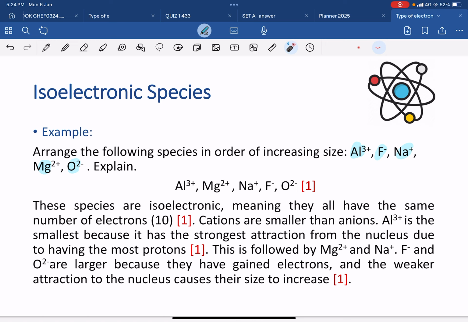Aluminium 3 plus is the smallest because it has the strongest attraction from the nucleus due to having the most proton. So kita dah start nak cerita trend. Okay, ada cation kecil and anion besar. Okay, so this followed by magnesium 2 plus and sodium plus. Fluoride and oxide are larger because they have gained electron, and the weaker attraction towards the nucleus causes the size to increase. Another marks. So 1 and 2 basically are very easy to get. Markah 1, markah 2 very easy to get, I think. But then markah ketiga dan keempat just sangat bergantung kepada cara penceritaan you.